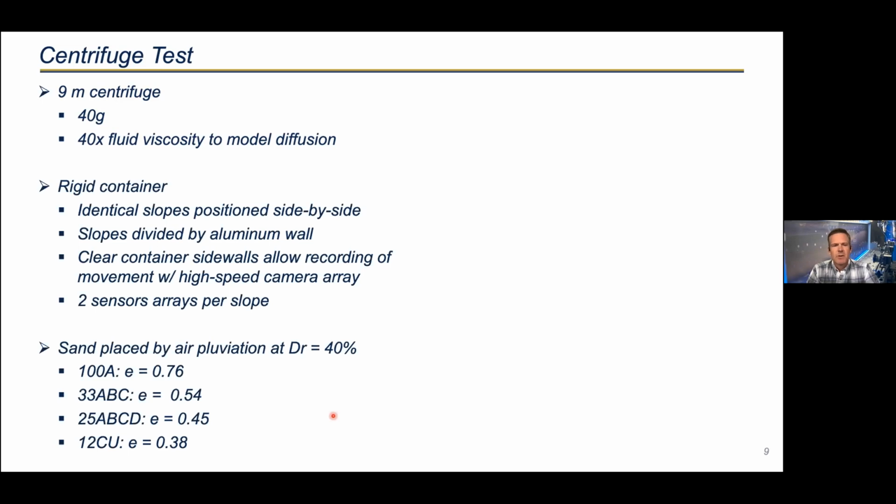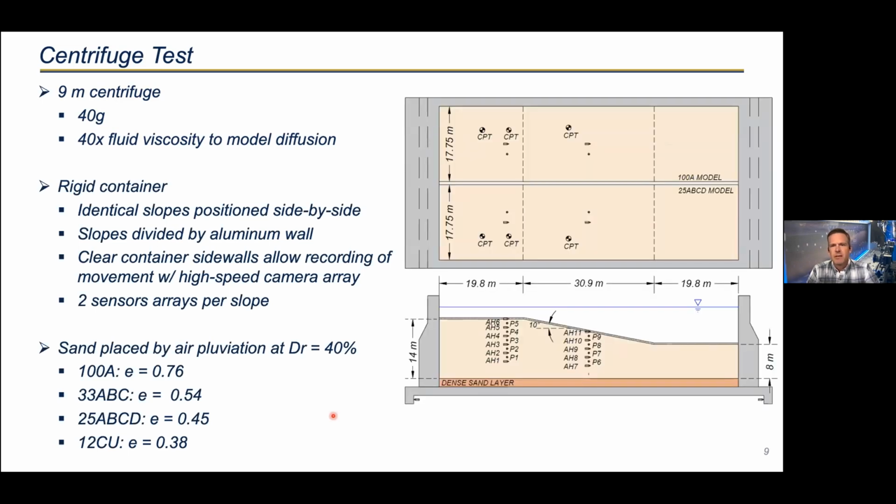Everything, again, is nominally placed at 40% relative density. And in schematic view, you can see that there are 2 different identical models, separated by an aluminum wall. In side view, you can see that we have 1 array of sensors up on the upper slope, on the level ground, but somewhat influenced by the slope adjacent to it, a 10-degree slope, and we have another set of arrays mid slope down there.